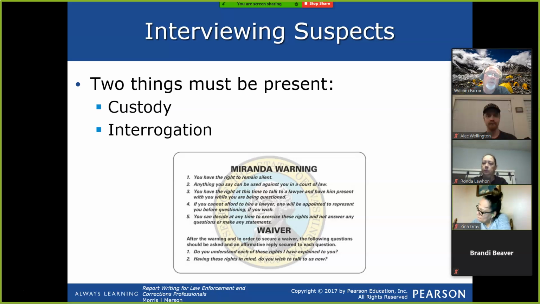And remember, these two things have to be present. Otherwise, typically, by case law, if one of these is missing, you don't have to Mirandize somebody. You can, but remember, you run the risk of them saying, I don't want to talk to you. So just understand that. But this is the Miranda card.